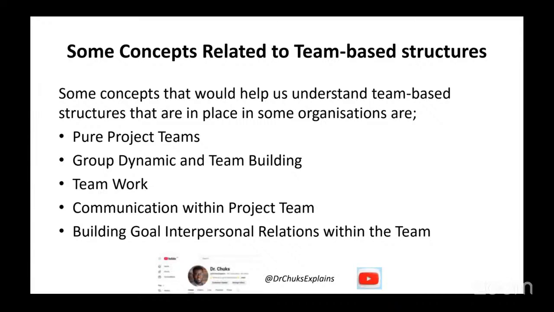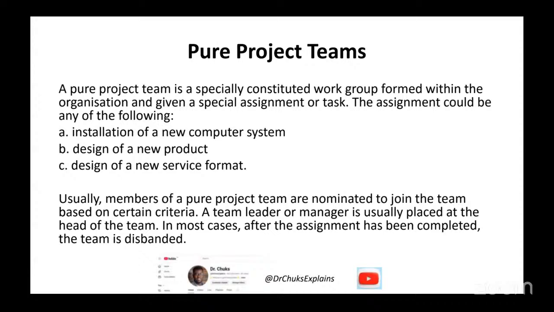So these concepts need explanation. Let's see what they really mean. Let's explain them a bit so you understand their place in the project. Now, a pure project team is a specially constituted work group formed within the organization and given a special assignment or task. The assignment could be any of the following. One, installation of a new computer system, for example, design of a new product, for example, or design of a new service format or new process of doing something, for example. So this could be their assignment.